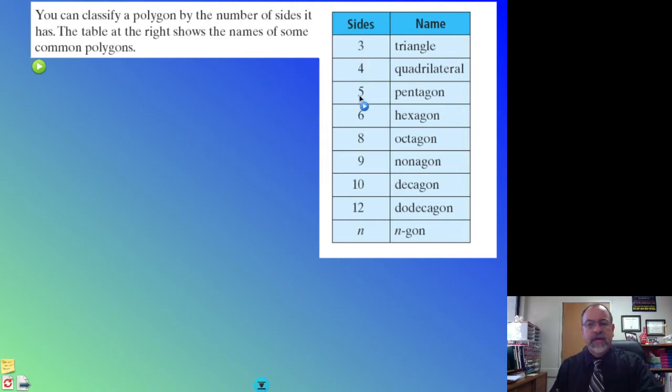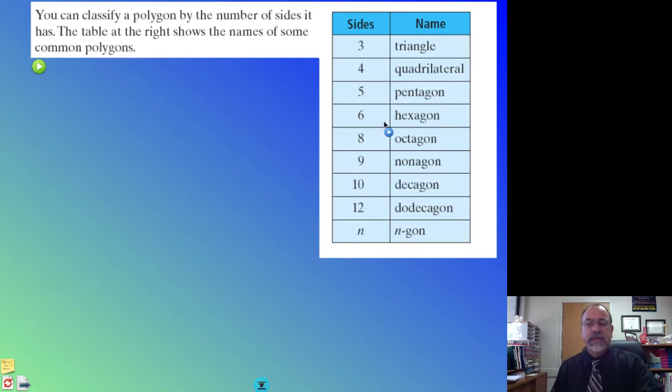Now, when we're looking at sides, these names and the name of the polygon go together. So you're going to be expected to know these. You want to memorize this chart. Some of them you'll know, some of them might be new. 3 sides would be a triangle. We already know that. 4 sides is what we call a quadrilateral. 4 sides, quad. 5, pentagon. Penta meaning 5. The Pentagon building in Washington, D.C., where our military is centered out of, is a pentagon. It's called the Pentagon because it's actually a 5-sided building.